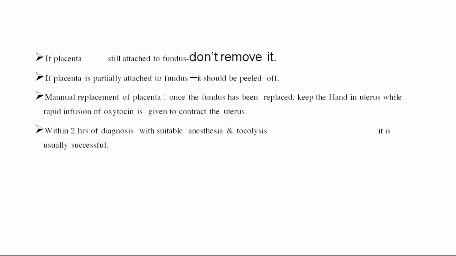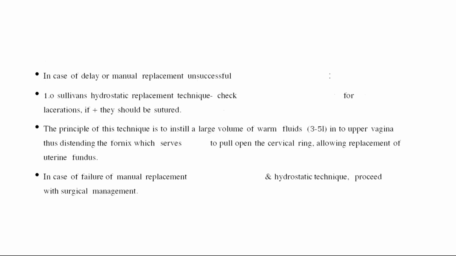Within 2 hours of diagnosis, with suitable anesthesia and tocolysis, we can replace the uterus in position. If it is not possible, what are the methods we can use? The O'Sullivan hydrostatic replacement technique is number one. Here a large volume of warm fluid, 3 to 5 liters, is instilled into the upper vagina so that it distends the fornix and makes it easy to replace the uterine fundus. That is number one.